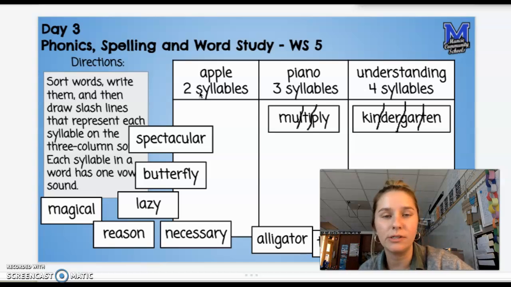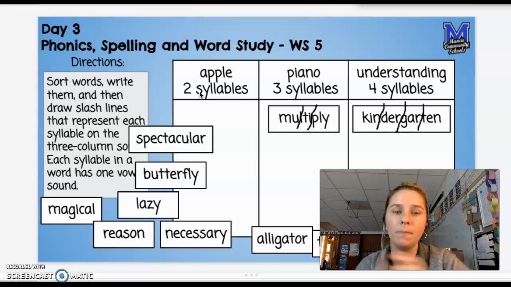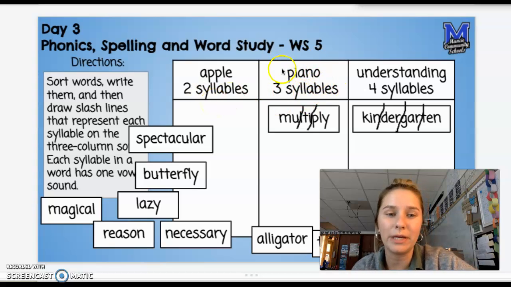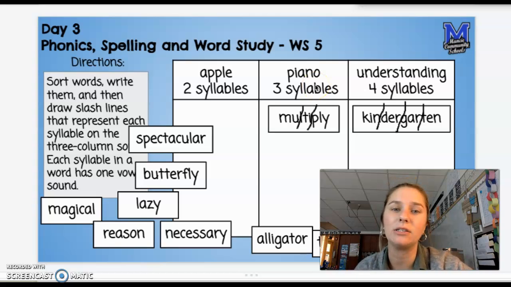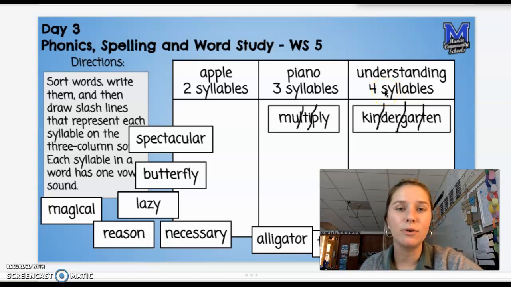Check out this word, apple. It has 2 syllables. I'm reading the word and now I'm going to clap the word. Apple. I know it has 2 syllables. Now I'm going to move on to this word, piano, and I'm going to check to make sure that it has 3 syllables. I read the word and now I'm going to clap the syllables. Piano. And now I'm going to look at this column and the word understanding, and now I'm going to clap to see if it has 4 syllables.